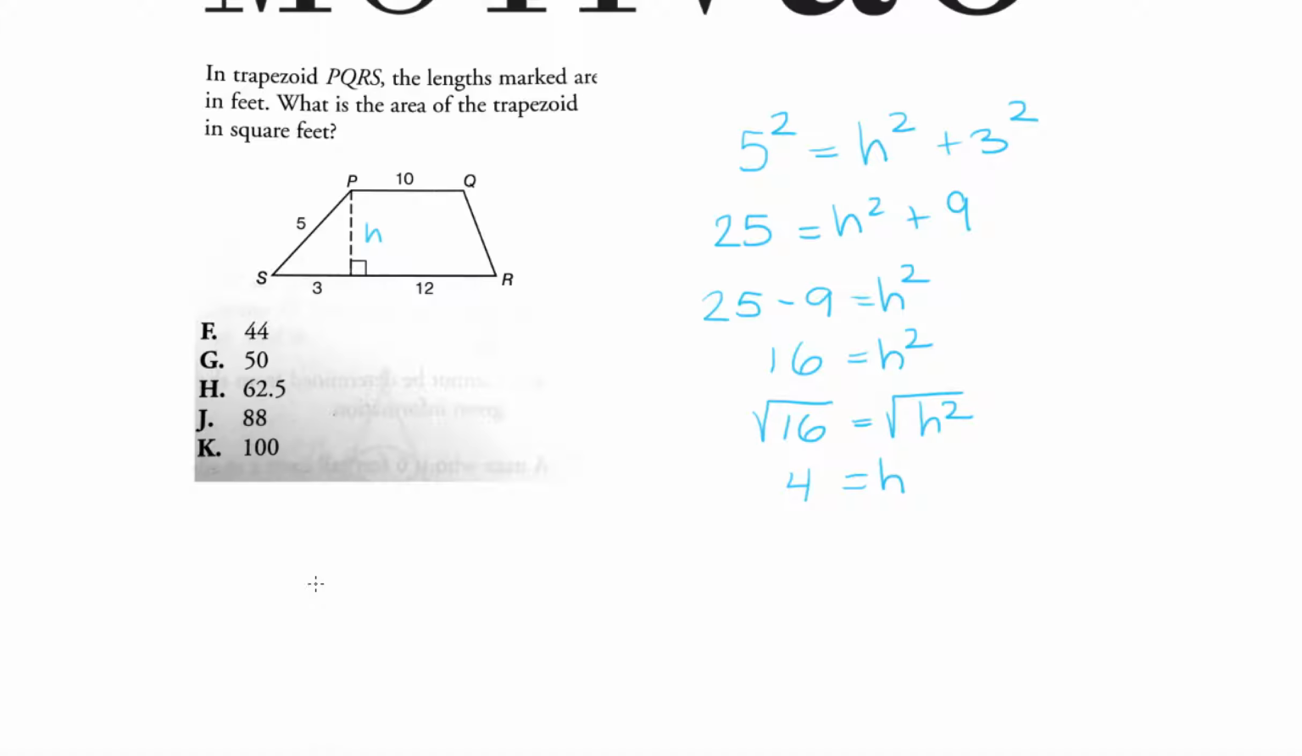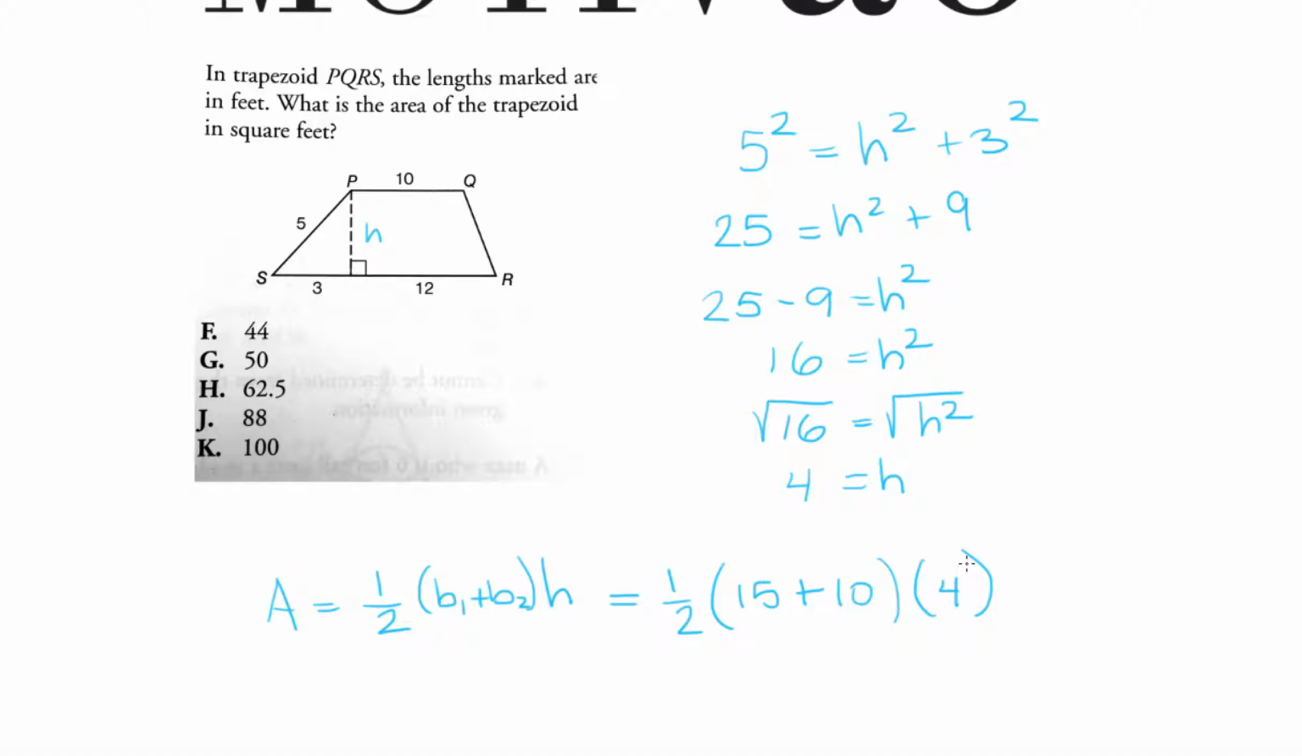Now the area of a trapezoid is as follows. 1/2. Now, very similar to the triangle, but instead of base times height, it's going to be base 1 plus base 2 times height. Okay? So, we plug in the numbers. It's going to be 1/2. Base 1, well, base 1 is 3 plus 12, which is 15. Plus base 2. Base 2 is 10. And then the height that we just found is 4.